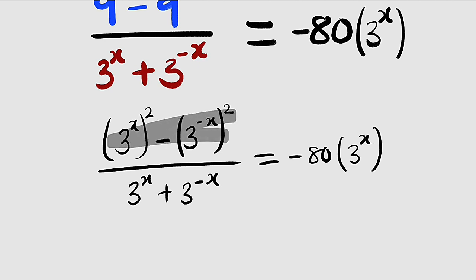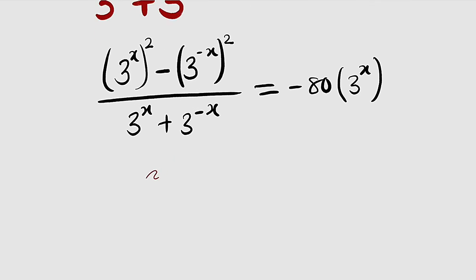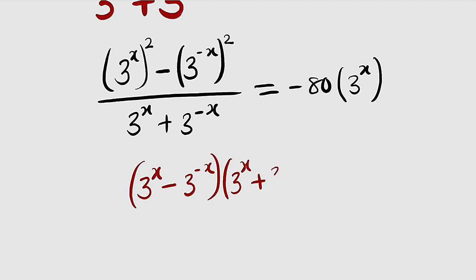Again, if you observe, this is just a difference of two squares, and we can factorize it. We take the first term, which is 3 to the power of x, minus the second term, which is 3 to the power of negative x. Then we multiply by 3 to the power of x plus, instead of minus, 3 to the power of negative x. This is exactly how to factorize a difference of two squares. They only differ by sign.